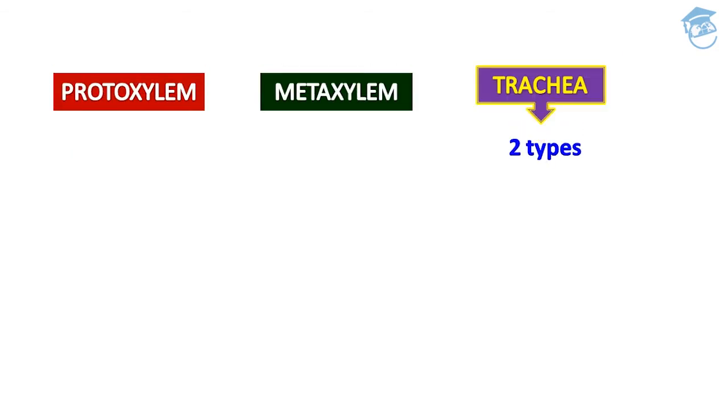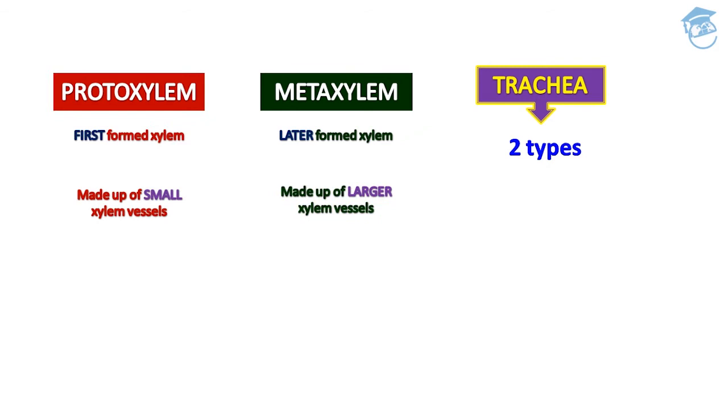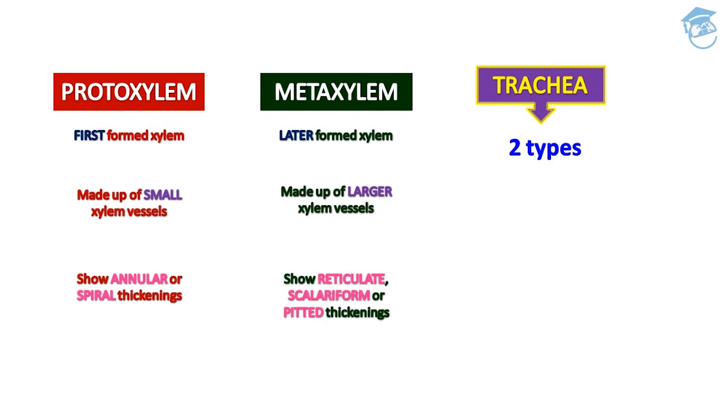Trachea are of two types: first is protoxylem and second is metaxylem. Protoxylem is the first formed xylem, and metaxylem is the later formed xylem. Protoxylem is made up of small xylem vessels, whereas metaxylem is made up of larger xylem vessels. Protoxylem shows annular or spiral thickening. Metaxylem shows reticulate, scalariform or pitted thickening.